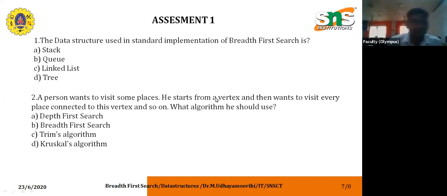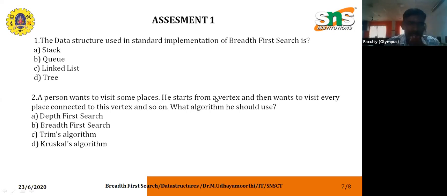The next one, let us consider the second statement. A person wants to visit some places. He starts from a vertex and then wants to visit every place connected to this vertex and so on. So what algorithm should he use?